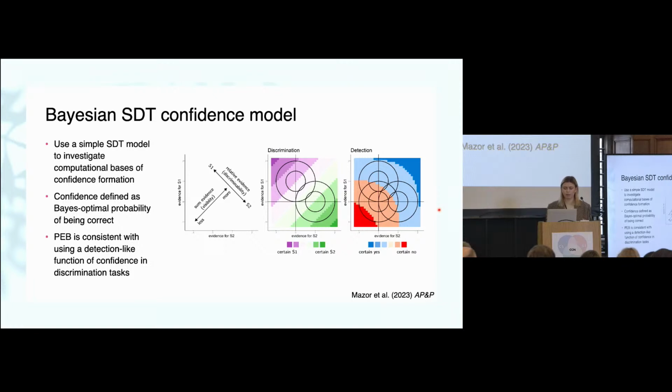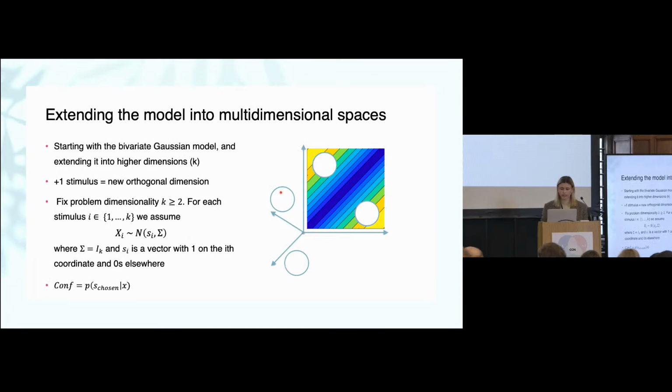So you may remember that this is very similar to what happens in positive evidence bias, where participants form their confidence depending on the amount of evidence for the dominating option. And further in this talk, I'm going to explore what happens to these confidence criteria when we increase the dimensionality of the space. So how do we do that? We start from the bivariate Gaussian model and we extend it to higher dimensions. So each new stimulus will be a new orthogonal dimension, and we can consider the optimal confidence function based on specific dimensionality.